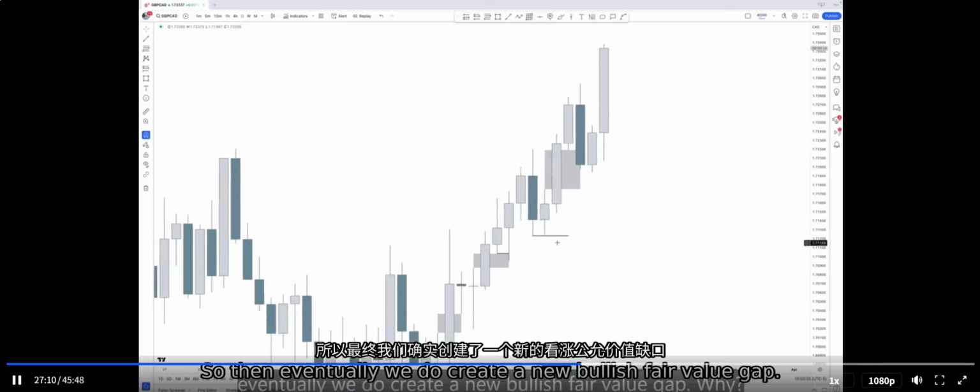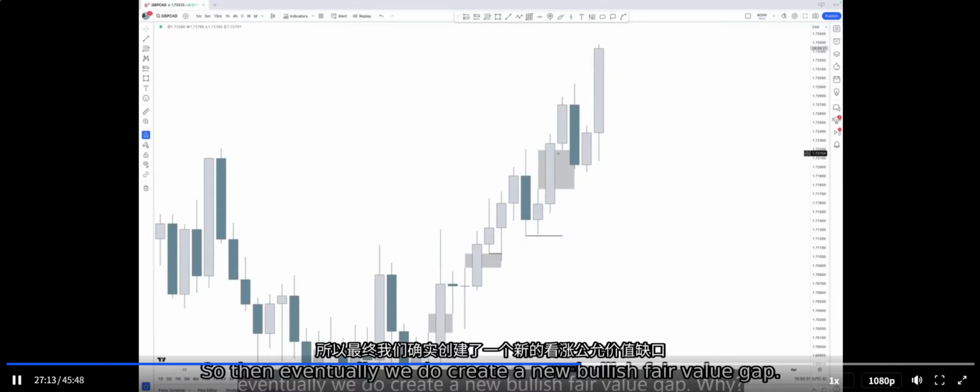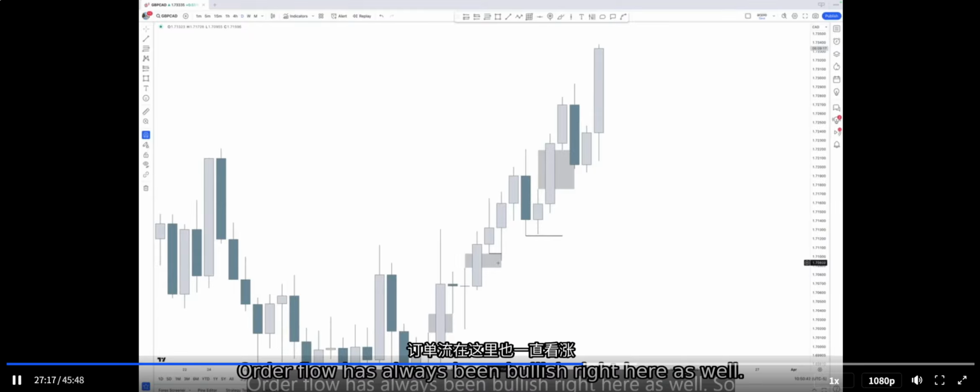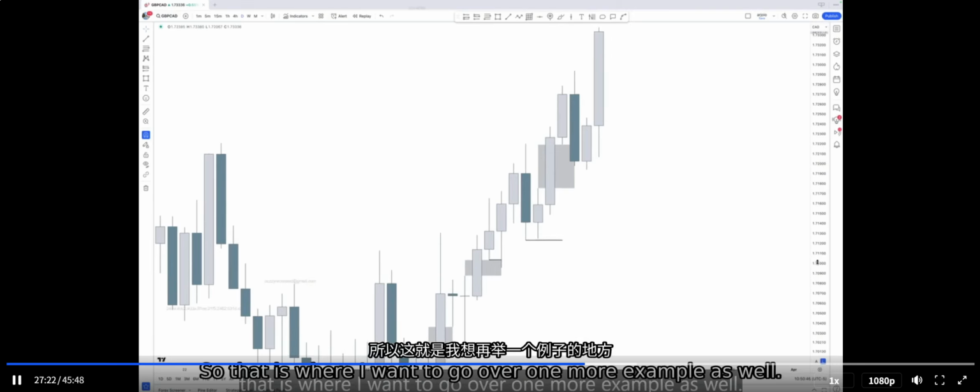So then eventually we do create a new bullish fair value gap. Why? Because overall, order flow has not changed right there. Order flow has always been bullish right here as well. So that is where I want to go over one more example as well.